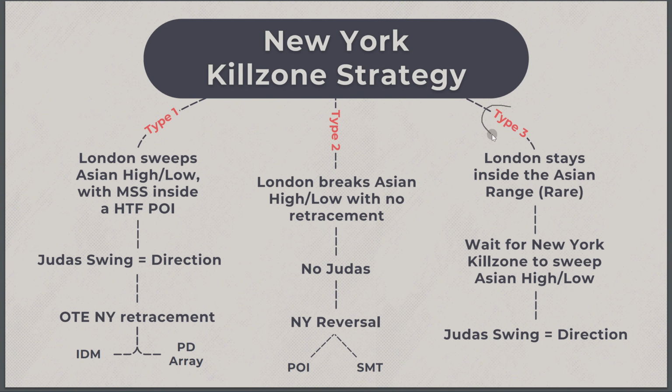Now, type 3 is not going to be happening all the time, and you'll understand why. So it's London staying inside the Asian session range. So let's say we have a big Asian session range, and then London starts and it's inside. Now, why does this happen, and why doesn't it happen most of the time? Because most of the time, Asian is a low volume session. So it's going to create the high or the low in order to engineer liquidity.